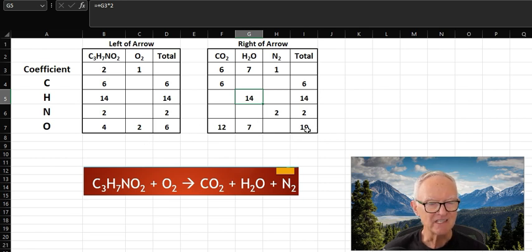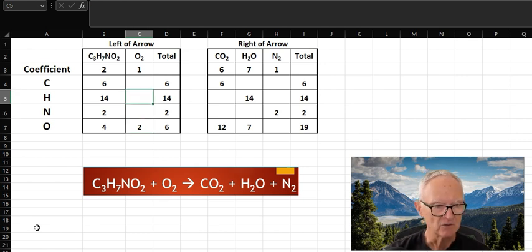So now we have 19 on the right and only 6 on the left. Well, we can certainly get those closer by increasing the O2 on the left. So let's increase the coefficient there. We need another 13 oxygen, so we have to increase it by at least 6. Let's try 7. And that gets us within 1, but still we're not in balance.